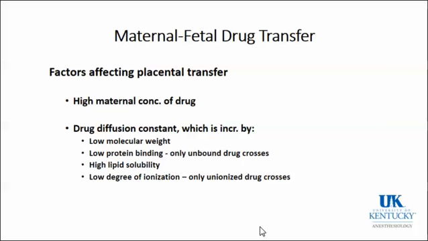The degree of protein binding, only the unbound part of a drug can cross the placenta, so drugs that have low protein binding are going to cross more easily than those that are highly protein bound. The lipid solubility, high lipid solubility will increase transfer, low lipid solubility, the opposite. And then the degree of ionization. So only unionized drugs can cross over the placenta to the fetus also. And so the lower the degree of ionization of a drug, the greater the drug transfer.